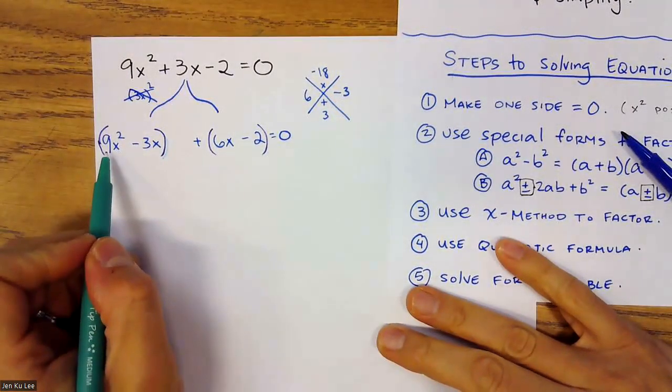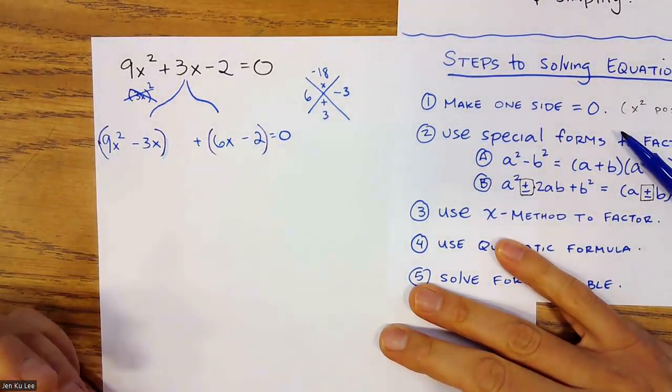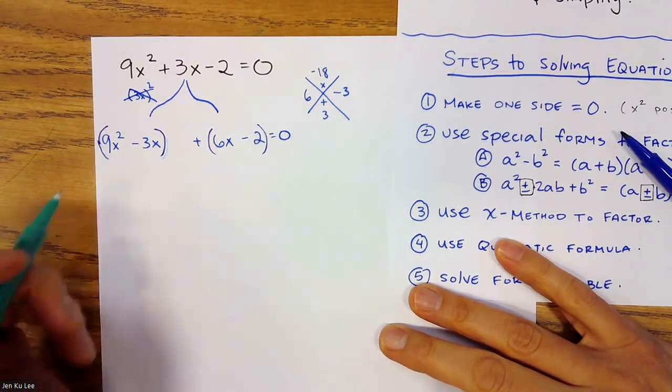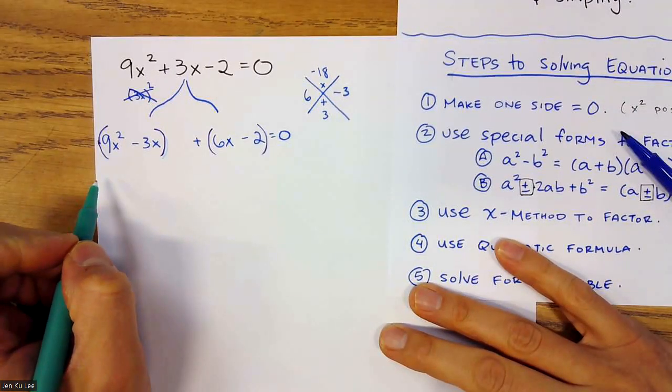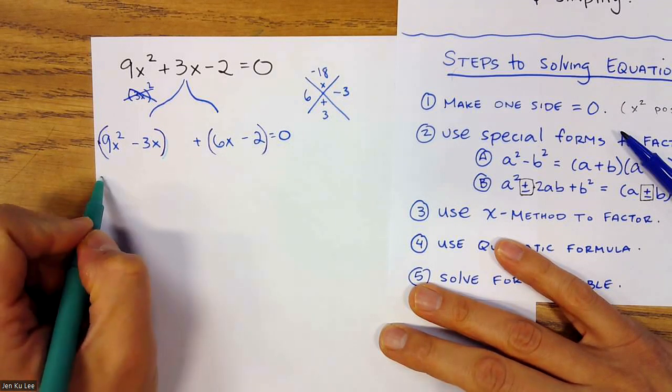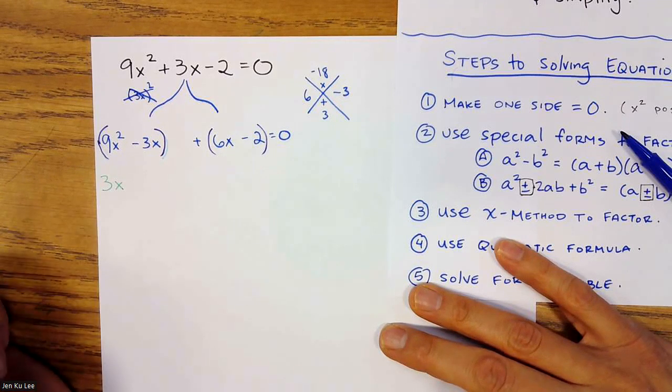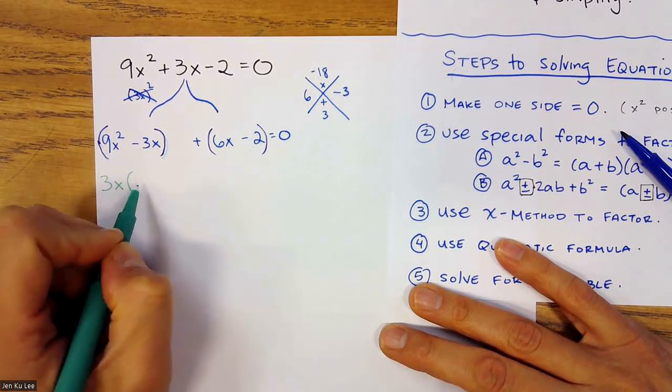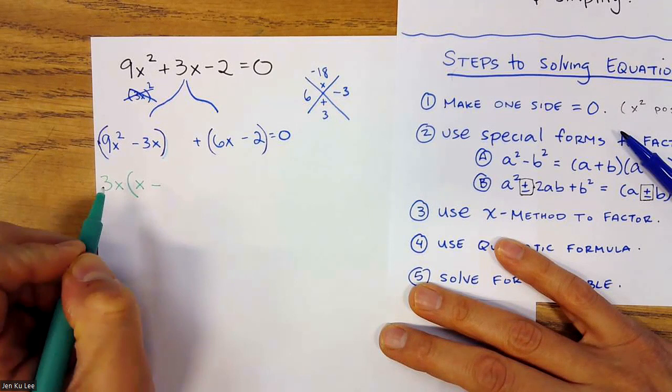And what's in common between 9x squared and a negative 3x? A 3 and an x, right? So I pull out the 3x, and I get x minus 1.